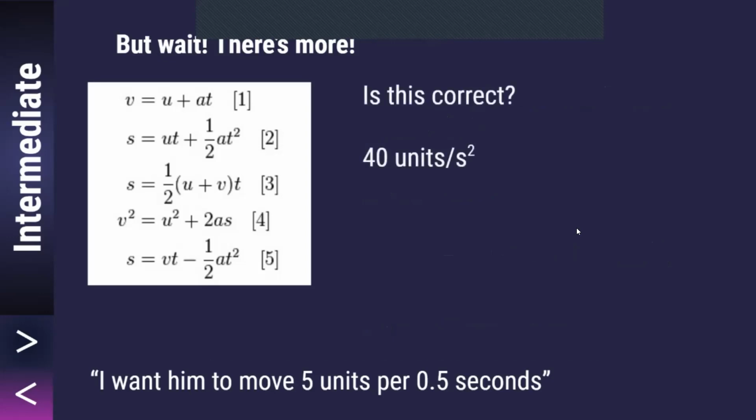Is this correct? So is 40 units per second squared correct for gravity? So maybe you can put it in the chat also. I'll give a few seconds. Is it correct? Yes or no? You don't have to put why or intuition. You can just say yes or no in chat. No. Okay. No. No. Anyone else? Yes or no?